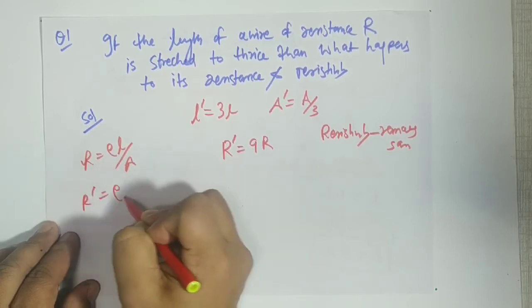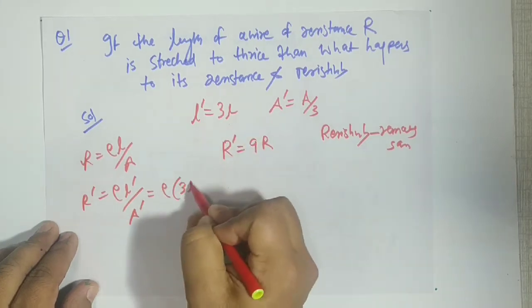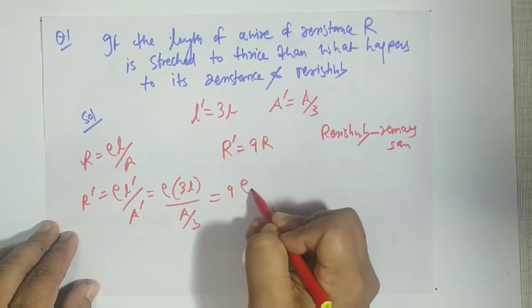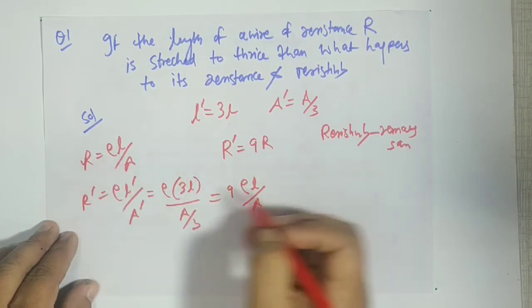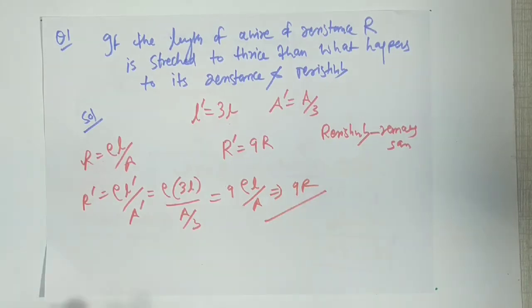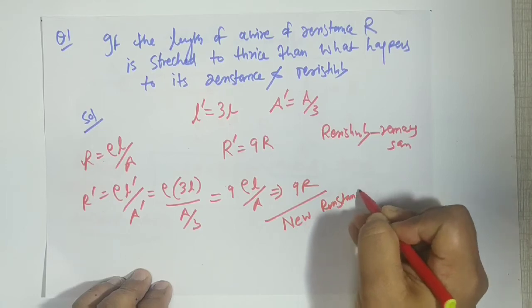I can do it because R is rho L by A. R dash will be rho L dash by A dash. What is L dash? 3L. What is A dash? A by 3. What does it become? 9 rho L by A. What is rho L by A? R. So it is 9R. So this is the new resistance. In this way we can find it out.